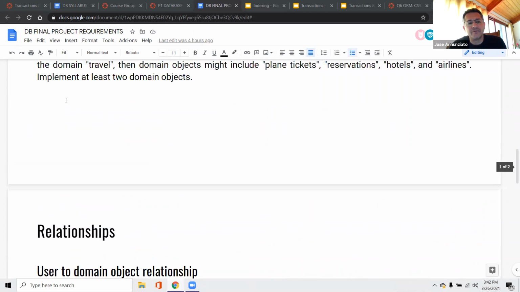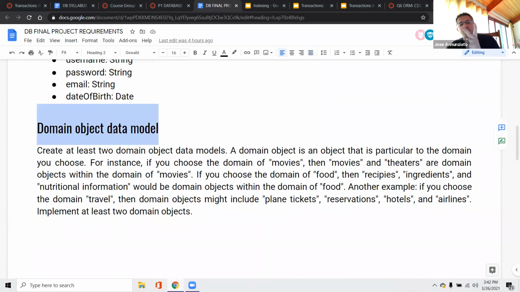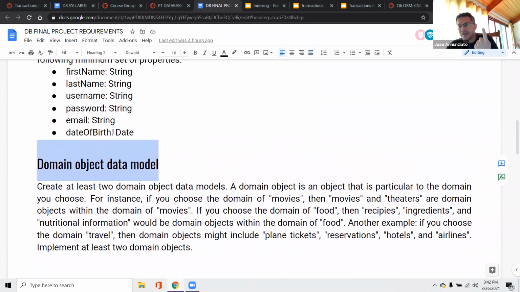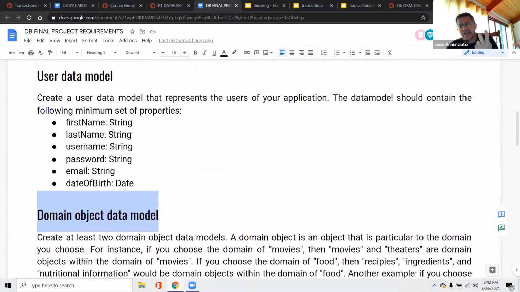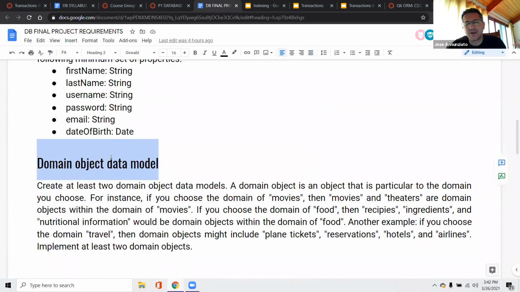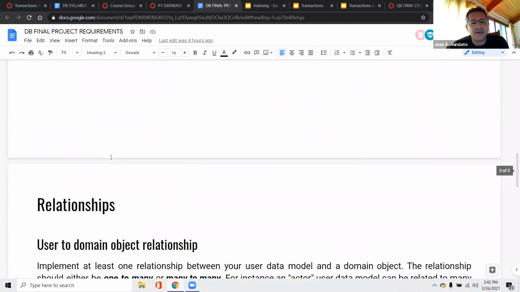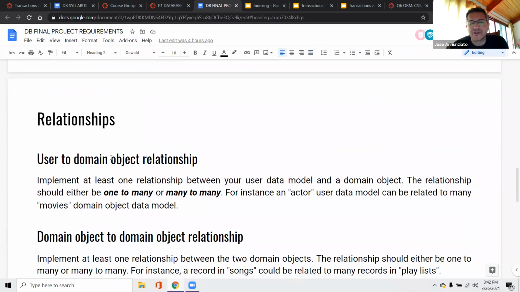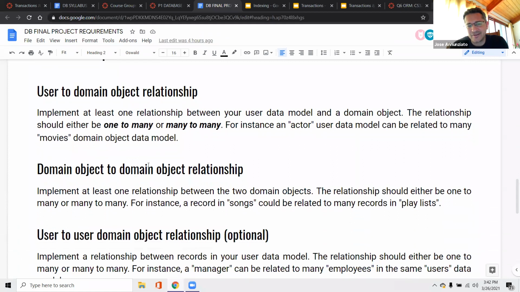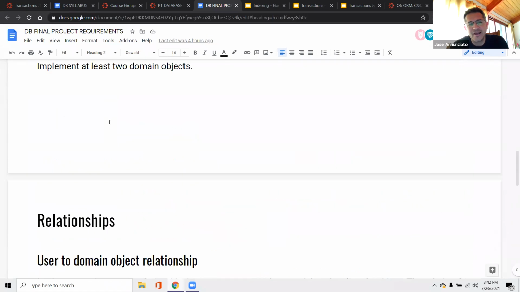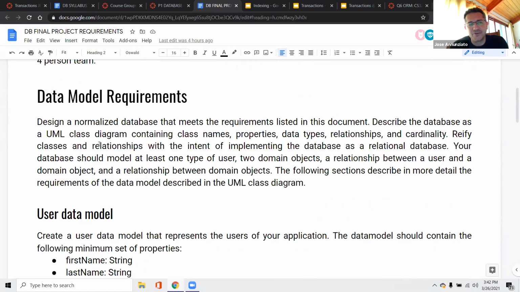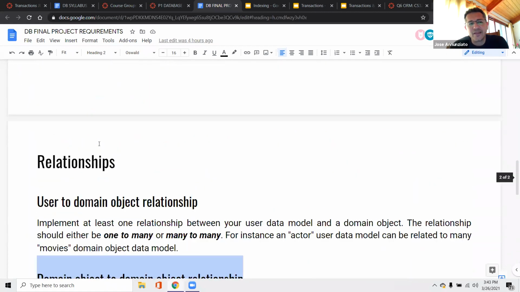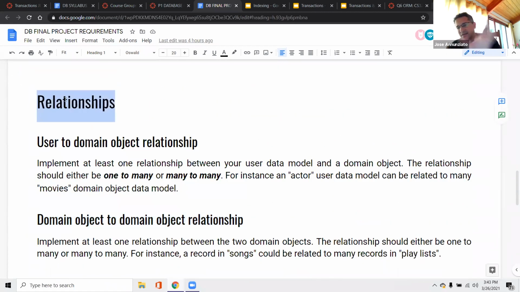Okay, so you need to have at least two domain objects. So one type of user, and two domain objects, or two types of domain objects. Now those two domain objects need to be related to one another, right? So this is the domain, the objects, right? The data model. Now the relationship between the data.